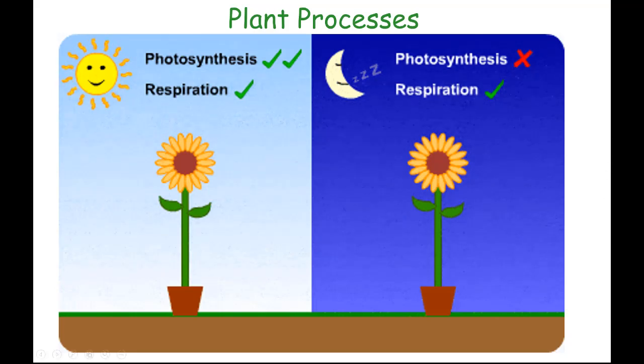Now, it's important to understand the processes that go on in a plant, and the two main processes are photosynthesis and respiration. So on this side, we can see that when the plant is in light, photosynthesis and respiration both take place. But photosynthesis has two little ticks here, so it shows that it's happening at a faster rate than respiration. At night time, photosynthesis doesn't occur because there is no light, and respiration does occur because respiration has to happen in all living things all the time, or the organism dies.